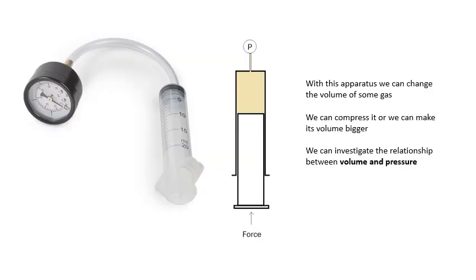Look at this apparatus here. It's a syringe, and inside the syringe there is some gas and there is a pressure gauge. So if we compress the gas, we can change its volume and we can measure its pressure. We can investigate the relationship between volume and pressure using this vastly overpriced piece of equipment.